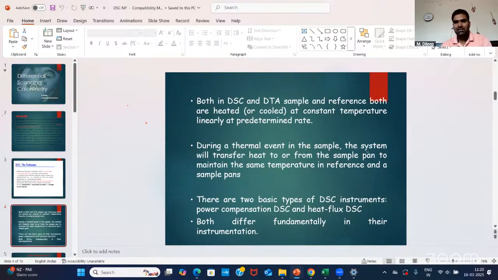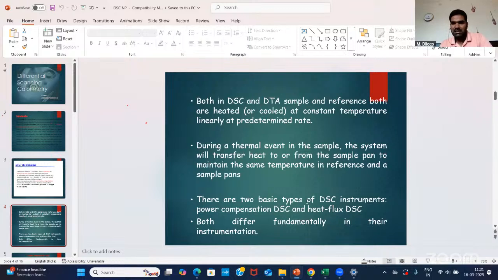During a thermal event in the sample, the system will transfer heat to or from the sample pan to maintain the same temperature in the reference and sample pans. So during this thermal event, the system will transfer heat from the sample pan to the reference pan, and from the reference pan to the sample pan, to maintain the same temperatures. In DSC and also in DTA, we try to keep the sample and reference pans at equal temperatures. Okay.